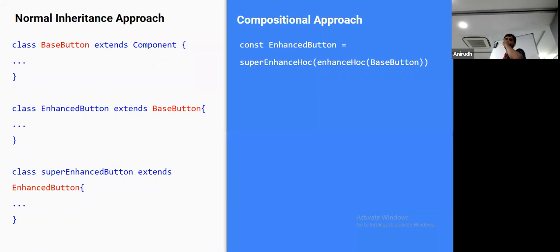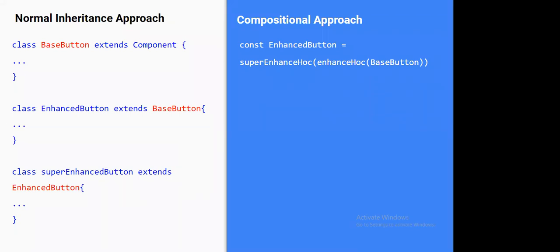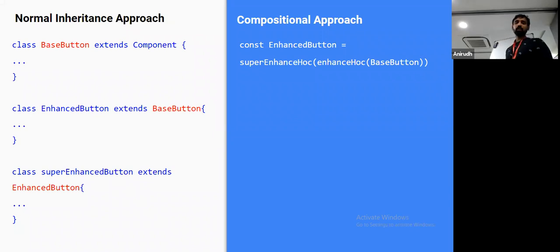So we have the normal inheritance approach, which we basically use. We have the base button, which extends from Component. Again, if you want the enhanced button, you then again extend the base button. The leftmost side is the normal inheritance approach that we use, and on the right-hand side you can see the compositional approach. Again, the base button is passed as an input to the enhance HOC, and that output is again passed into the super enhance HOC. This basically makes your code concise. Looking at it, it makes sense.